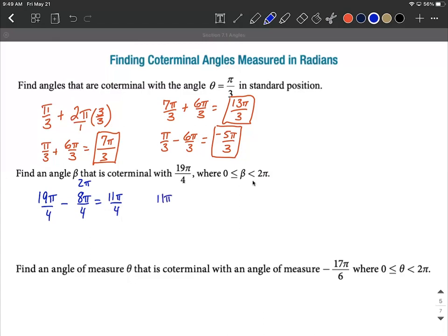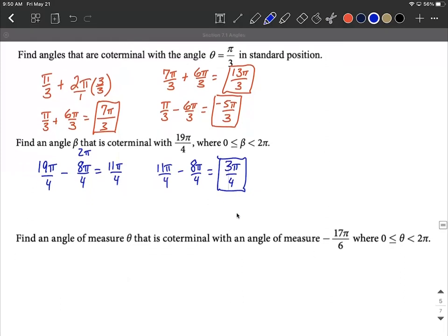We can say 11 pi over 4 and subtract another 2 pi, but I'm strategically writing it as 8 pi over 4. 8 divided by 4 again will make that 2. And this works out to be 3 pi over 4. Nice proper fraction, fits in between 0 and 2 pi. So that's the coterminal angle we're looking for. All right, one more of these.